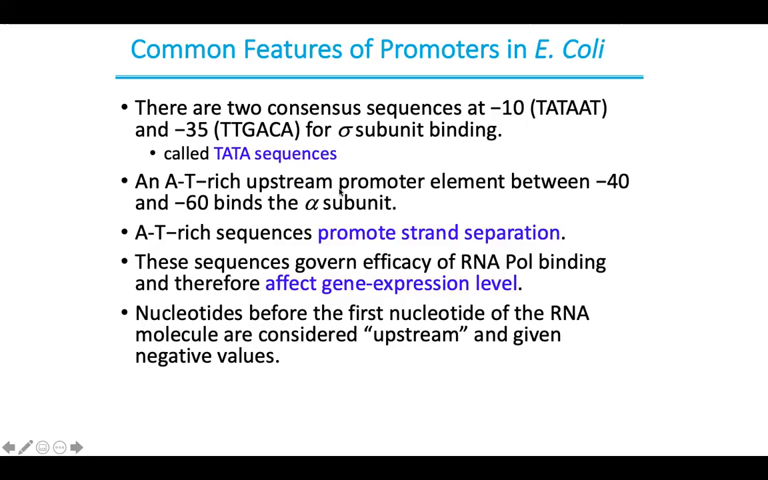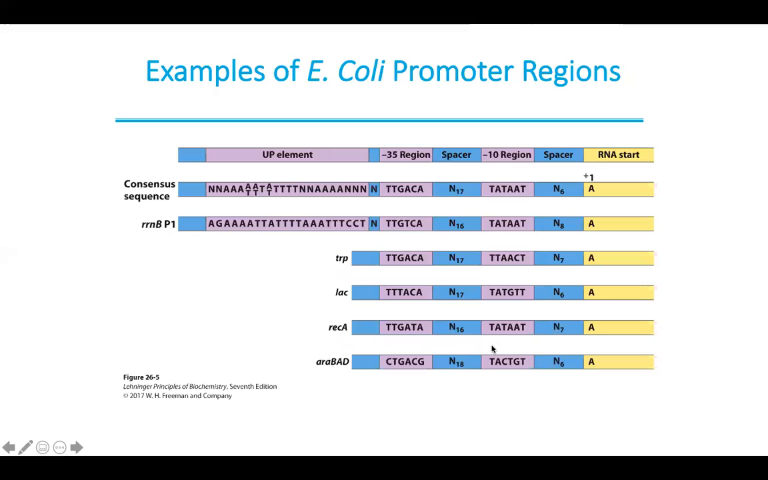An AT-rich upstream promoter element between -40 and -60 binds the alpha subunit of the RNA polymerase. An AT-rich sequence promotes strand separation. And these sequences govern the efficacy of RNA polymerase binding and therefore affect gene expression level. Nucleotides before the first nucleotide of the RNA molecule are considered upstream and given a negative value. That is why it is -35, it's -10. Okay?